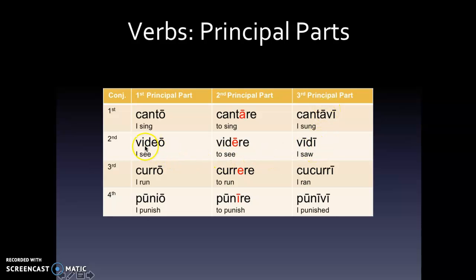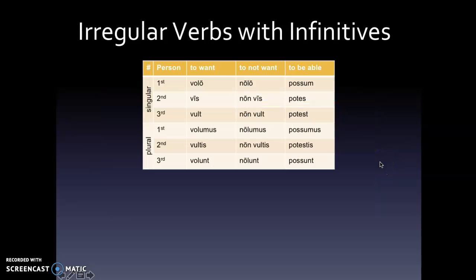For example, in the second conjugation, video, videre, vidi, the only difference between the first and the third, meaning between the present and the perfect, is this accented I here in the stem. And then we've got some odd ones. The third conjugation tends to be kind of an oddball. Curo becomes curavi. Punio becomes punivi. Some of them are more predictable than others. Make sure you memorize them.